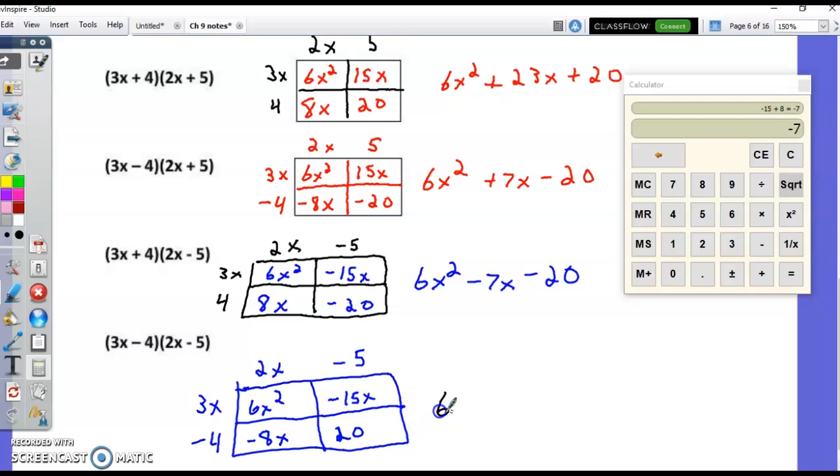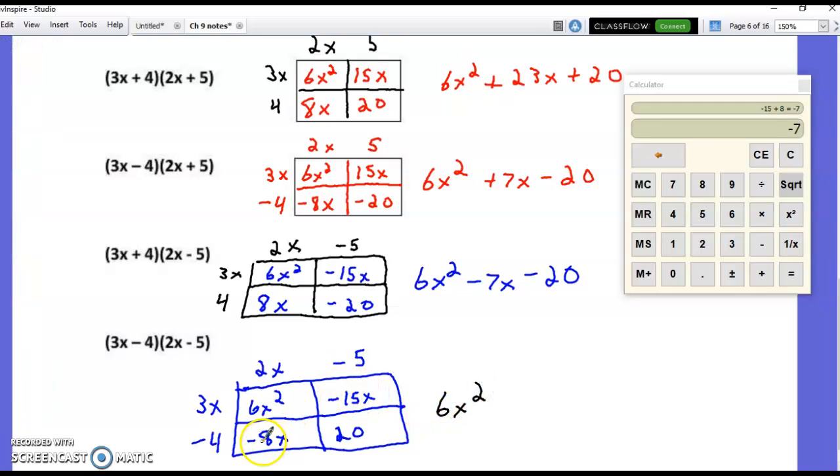So we start with the 6x squared. Now we have a -15x and a -8x. Remember, when they're negatives, all you have to do is add them and attach a common sign. But if you're going to put it in your calculator, make sure you have those negatives in there. So you can do -8 minus 15, which gives us -23. Or you could do -8 plus a -15, which is still the same. Still gives us -23. So that's a -23x. And then we have a +20 at the end.